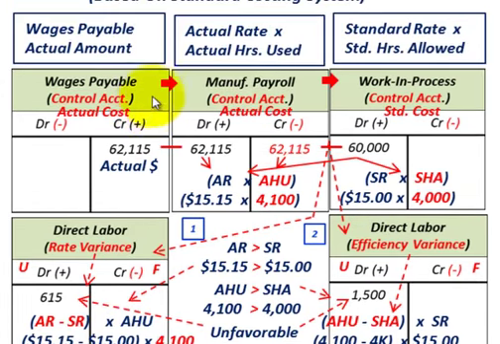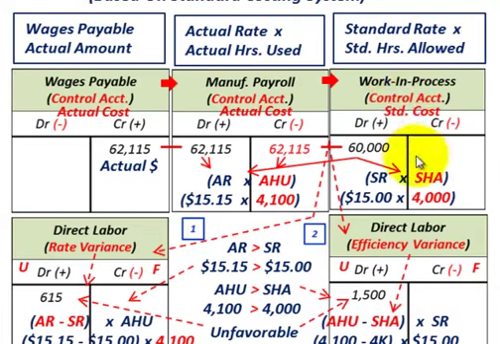And then moving up to our other accounts here, our wages payable. Again, that was a control account at the actual cost. It's just the wages payable at their actual amount. And then your manufacturing payroll account here, again, a control account. That's just your actual cost here, the actual labor rate on an hourly basis times your actual hours used. And then for your work in process, that's just your standard rate on an hourly basis times your standard hours allowed for whatever you're looking at. It could be the departmental hours, or you could be looking at some specific project.